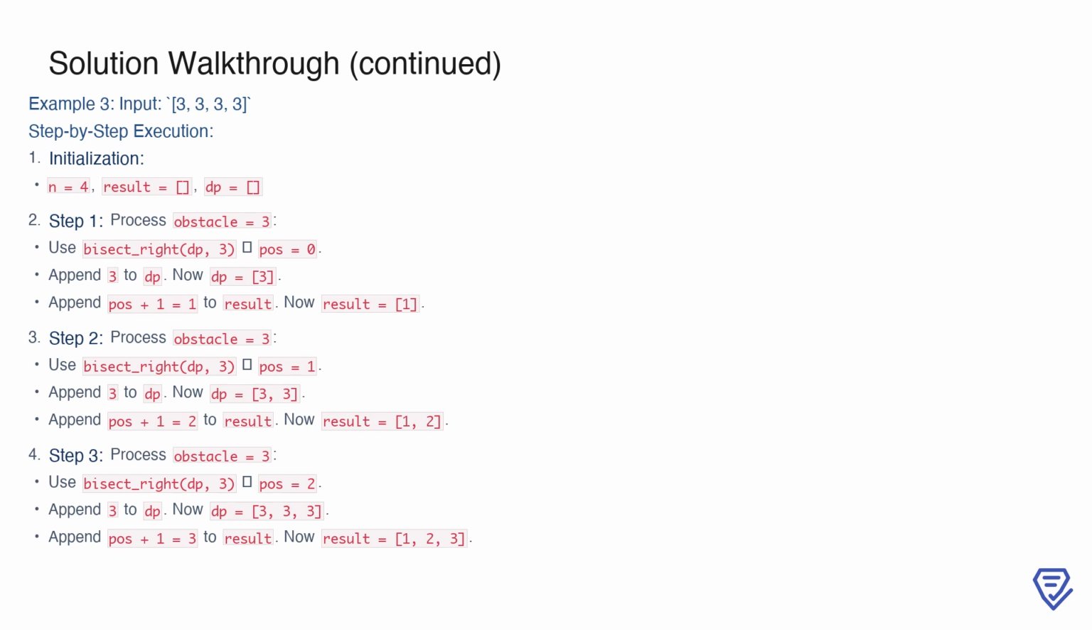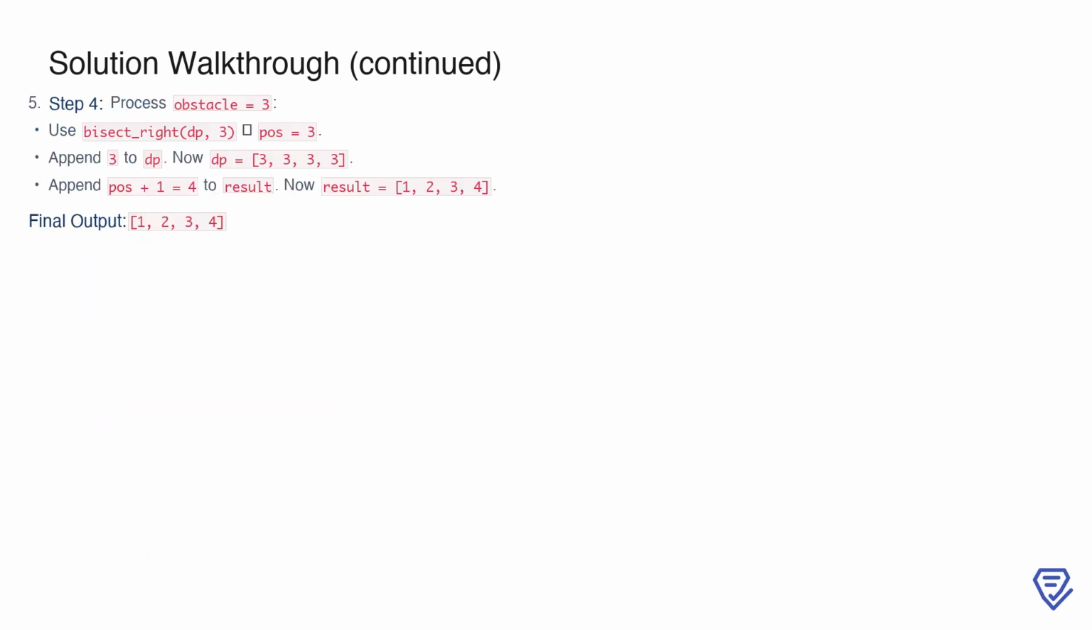Then, for the third obstacle 3, bisect_right(dp, 3) results in pos equals 2, so 3 is appended to dp. This updates dp to [3, 3, 3], and appending pos plus 1, which is 3, to result gives [1, 2, 3] so far. Finally, for the last obstacle 3, bisect_right(dp, 3) gives pos equals 3, so 3 is appended to dp, updating it to [3, 3, 3, 3]. We append pos plus 1, or 4, to result, resulting in the final output for this example, [1, 2, 3, 4].